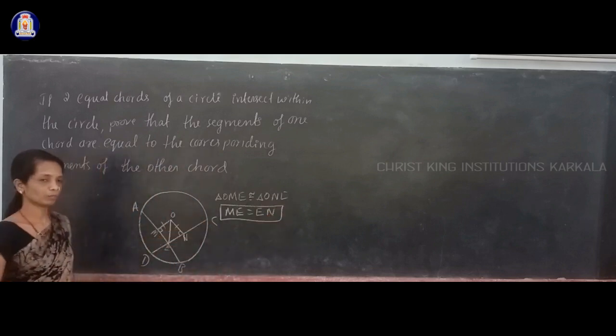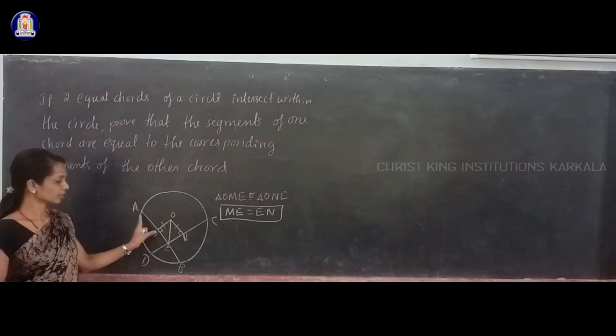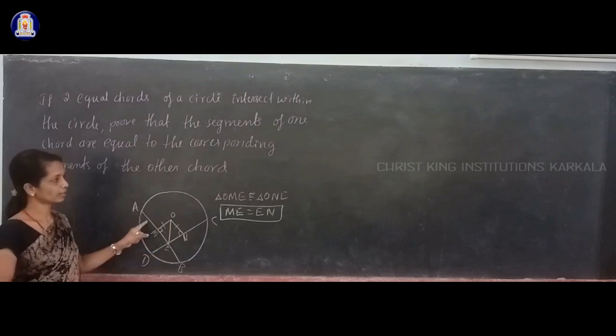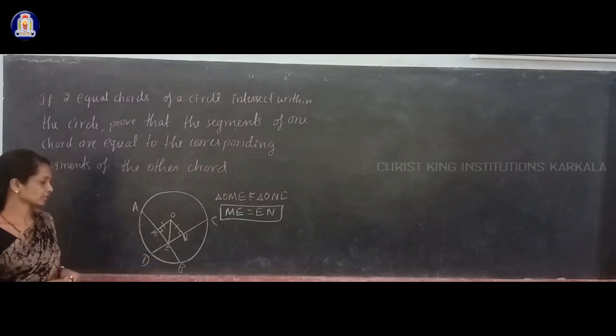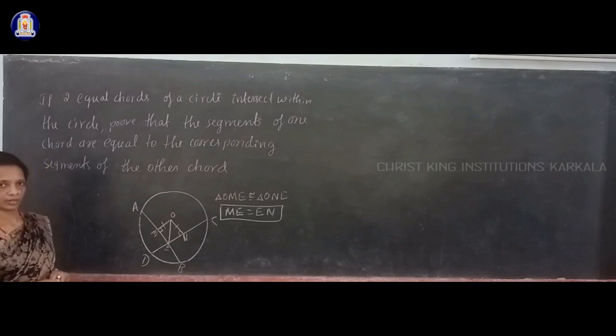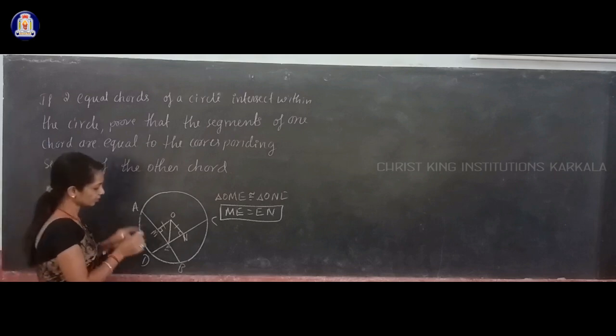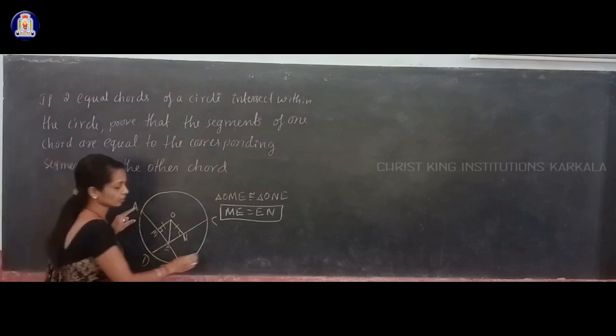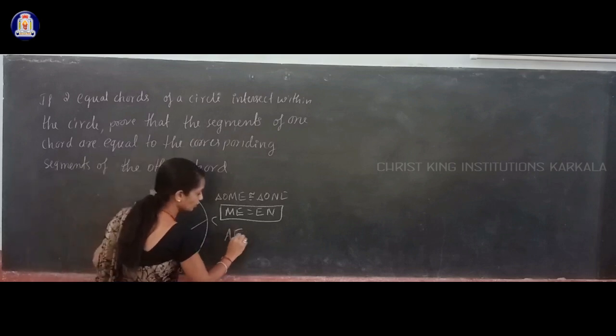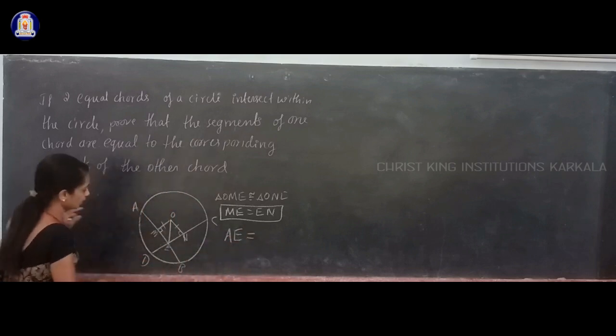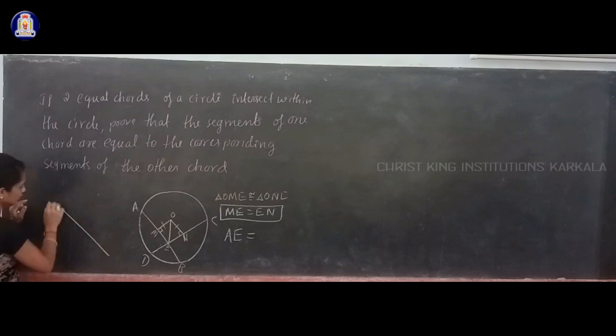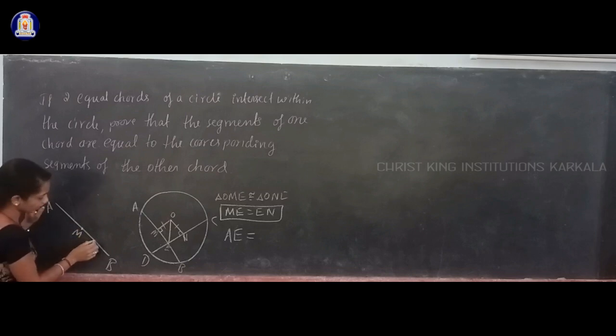Okay, with this we prove that the segments of one chord are equal to the corresponding segments of another chord. So now I'll take AE. What is AE? How can you see AE? In AE I'll draw here. This is the chord AB, and in the middle of that you have M like this, and here you have point E.